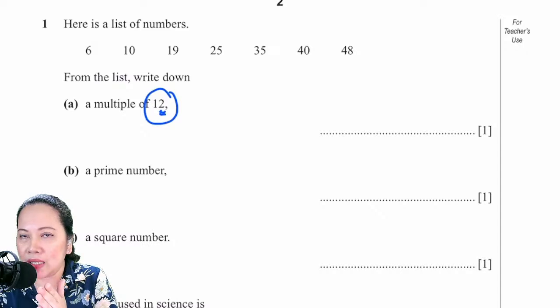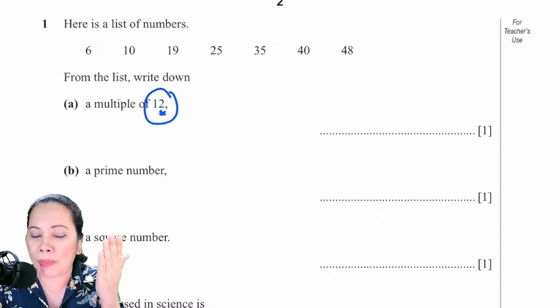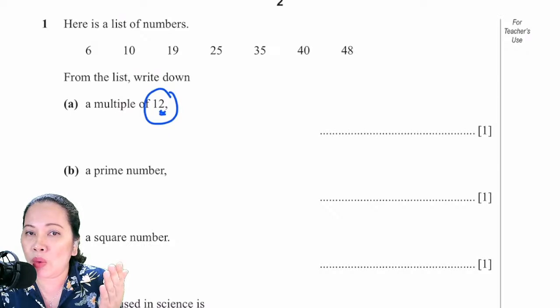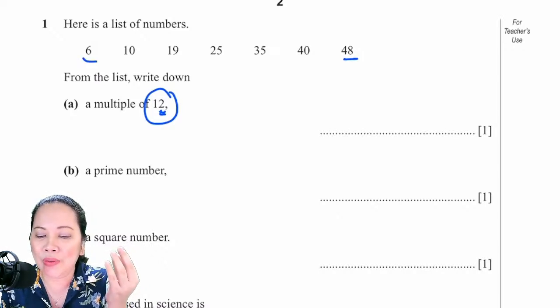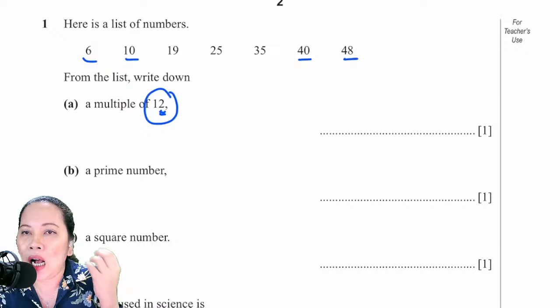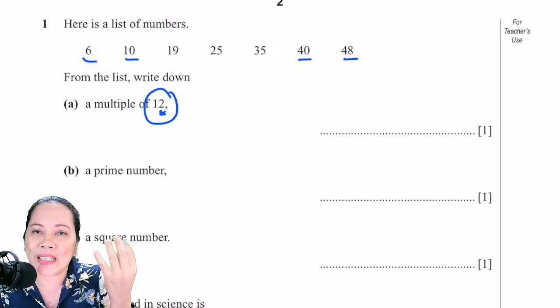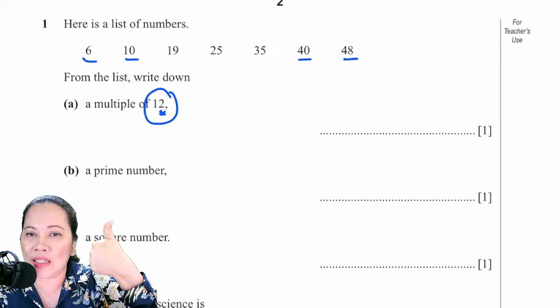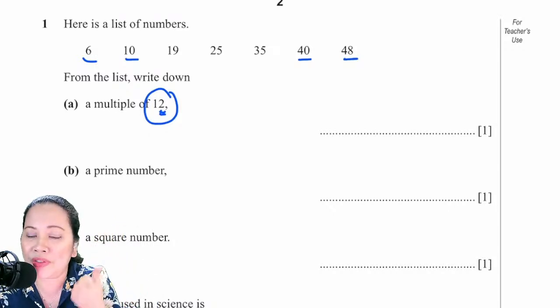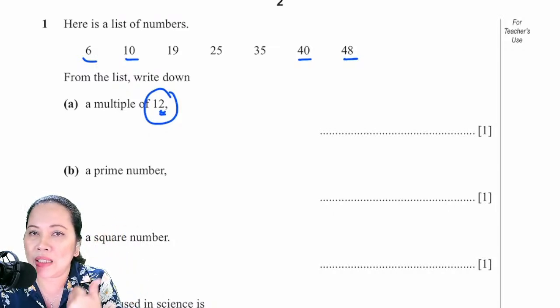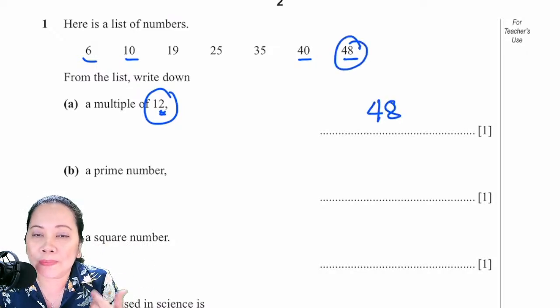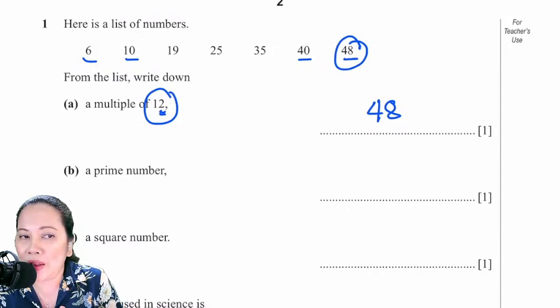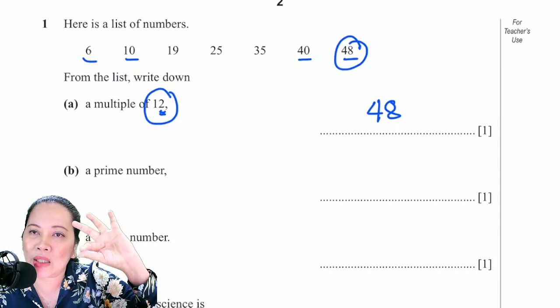Amongst all of these, the ones ending in 2, 4, 6, 8 are 48, this one, 6, and of course 40 and 10. However, if you go 2, 4, 6, 8, then 10, on the fifth 12 the last digit is a 0. So amongst these numbers, the multiple of 12 will be 48. 12, that's 2, 4, 6, 8, so it's on the fourth.